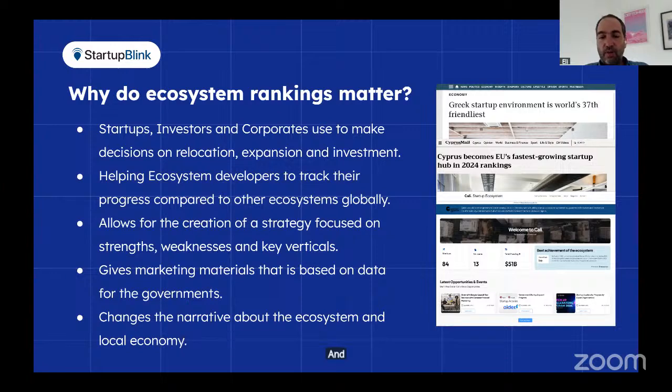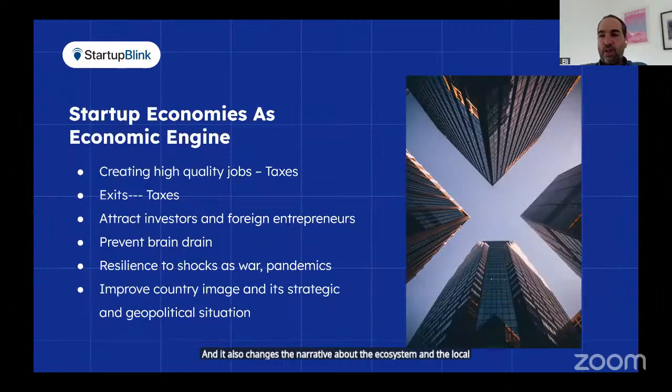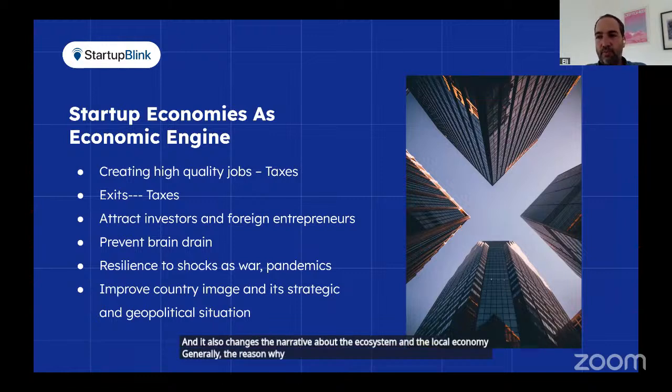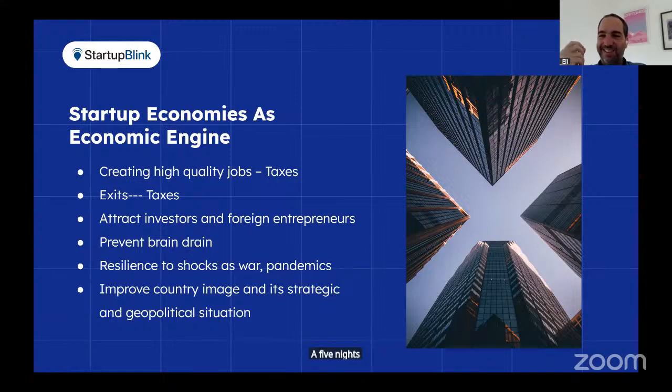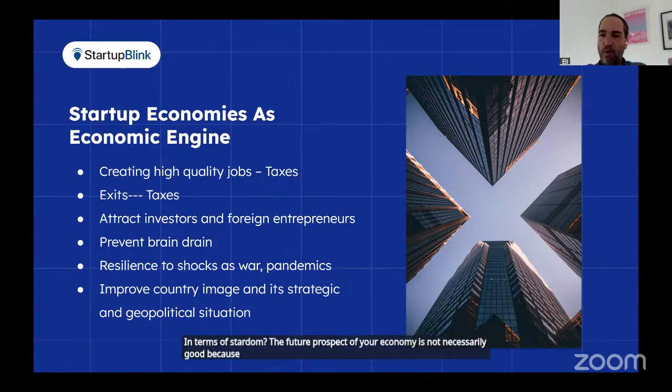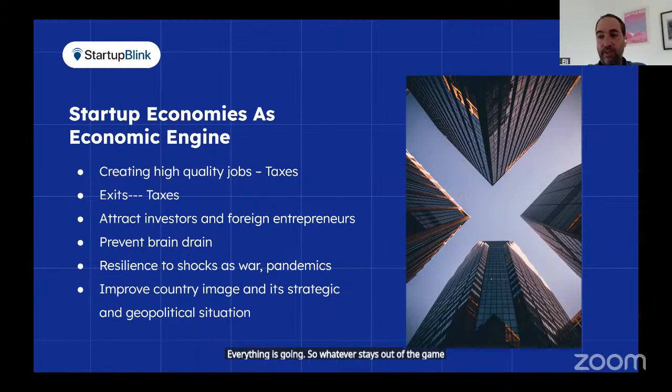It also changes the narrative about the ecosystem and the local economy. Generally, the reason why startup ecosystems are so important is that a lot of governments and other elements are looking at them as sort of fluffy items. It's nice to have entrepreneurs and so on. It's not nice. It's critical. It is an economic engine. It's the economic engine of your country. And if your country is not doing well in terms of startups, the future prospect of your economy is not necessarily good because startups are becoming more and more important. Have a look at the most valuable companies in the world. 50 years ago, they would be all oil companies. Now they're tech companies. So whoever stays out of the game is risking the future of their economy.